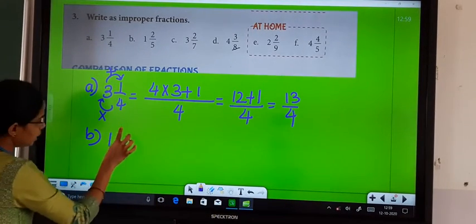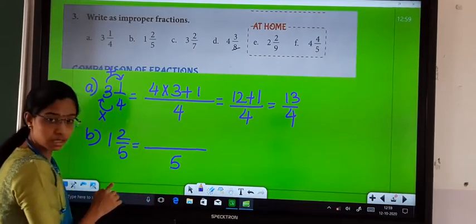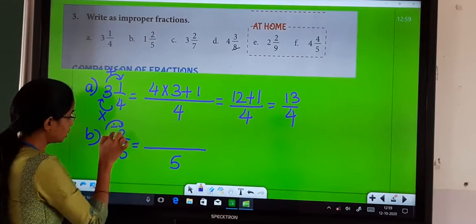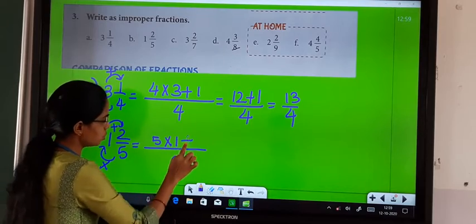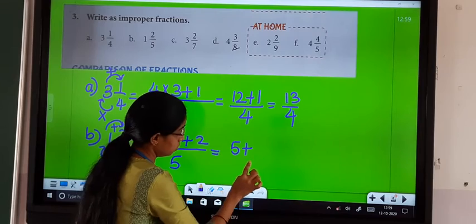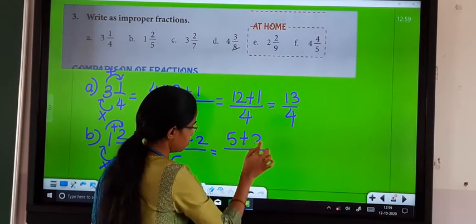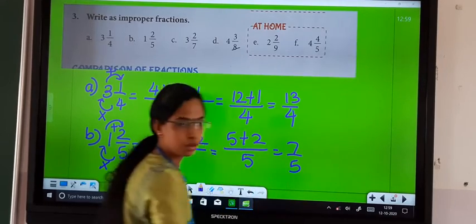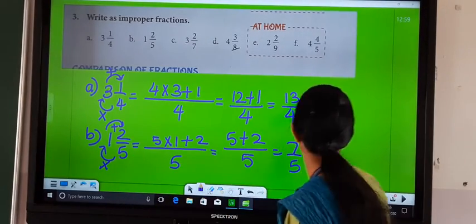D1 is 1 integer 2 by 5. 5 will be as it is. You multiply here and add it. It is an easy method. 5 1s are 5 plus 2. Divided by 5, it is 7 by 5. One more problem.